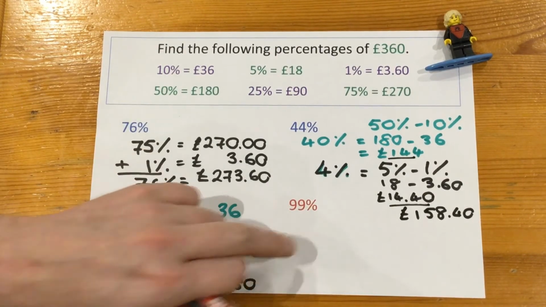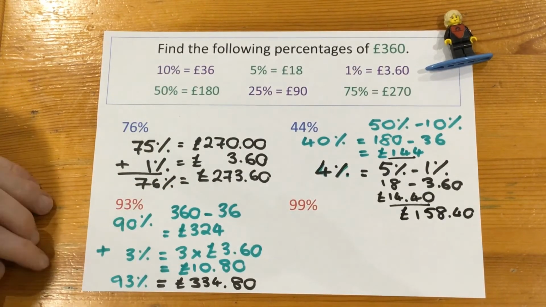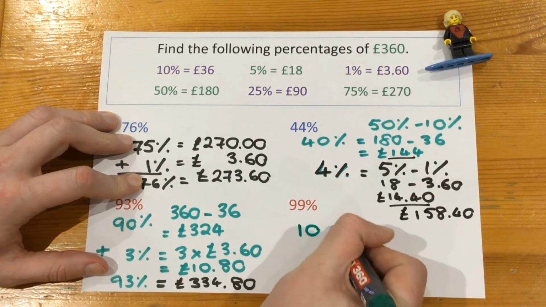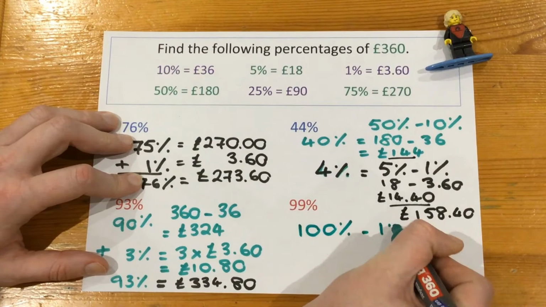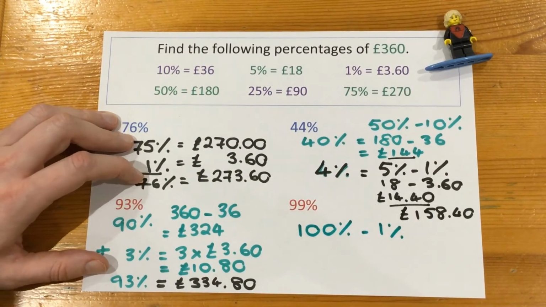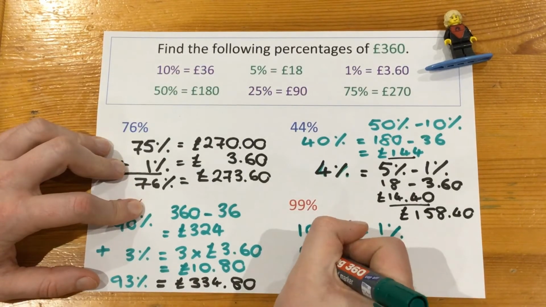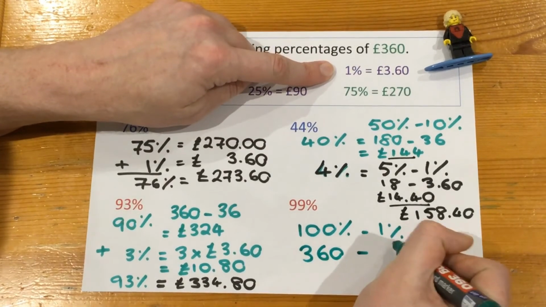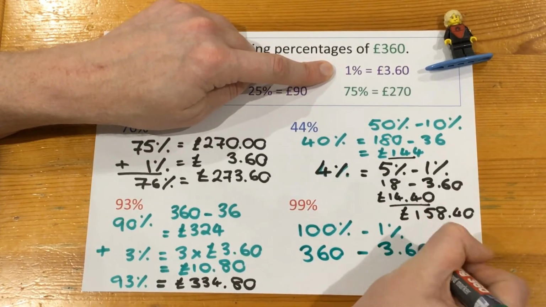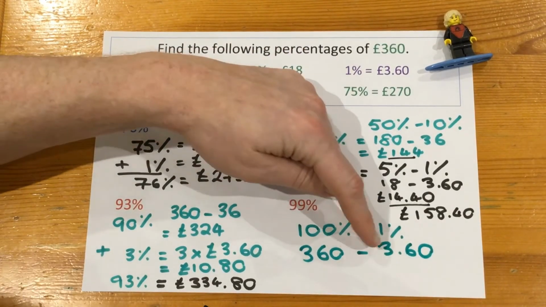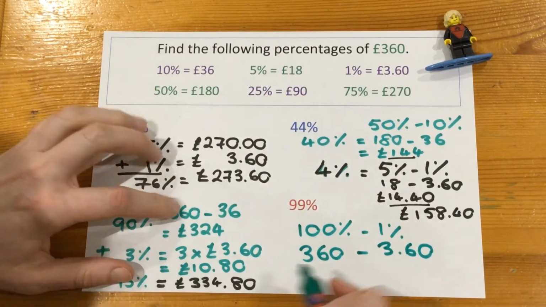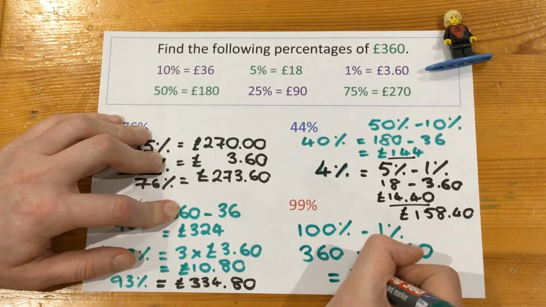Luckily, I don't need as much room for my 99%, because simply for 99%, how would you do it? I would do 100% subtract 1%. So 100% of the number is £360. Subtract my 1%, which is £3.60. Take away the larger number first, so take away the £3 is 357. Take away the 60p is £356.40.